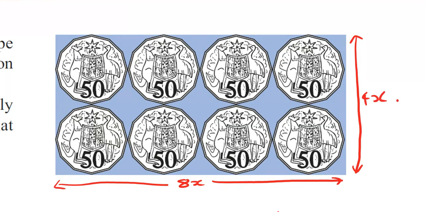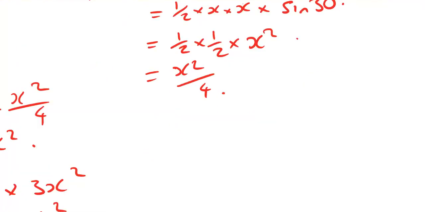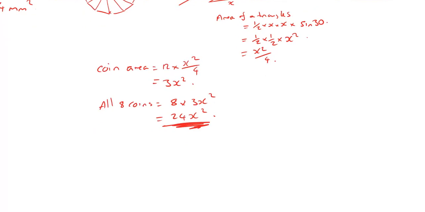I can use this to help me find the area of the note as an expression involving x. So the area of the note is going to be 8x multiplied by 4x. That's the length times the width. And that is going to be 32x squared. So we have an expression for the area covered by the coins, and we have an expression for the area of the note.